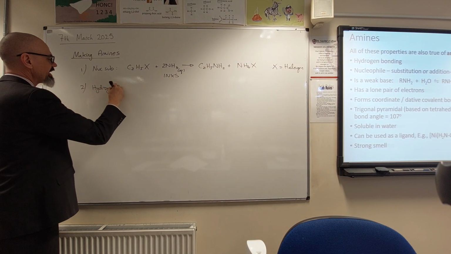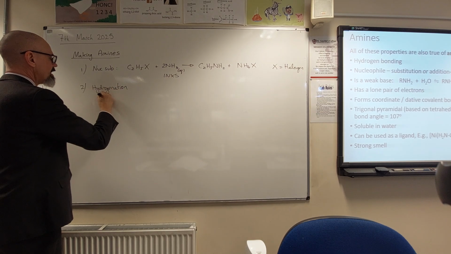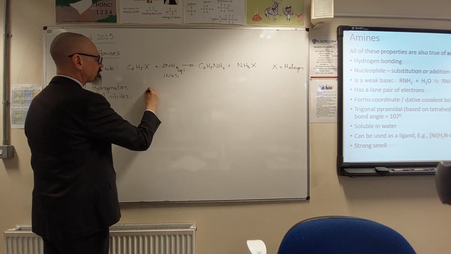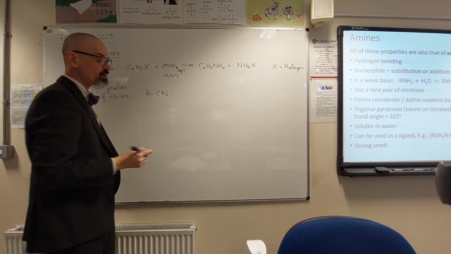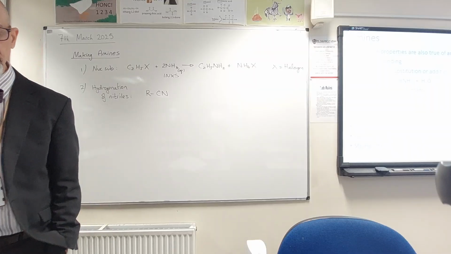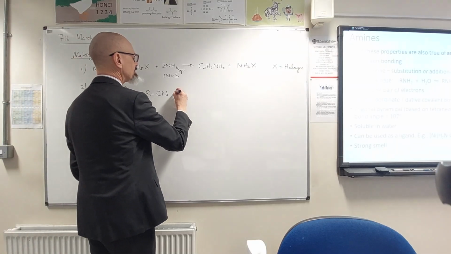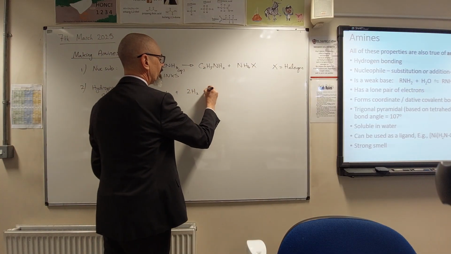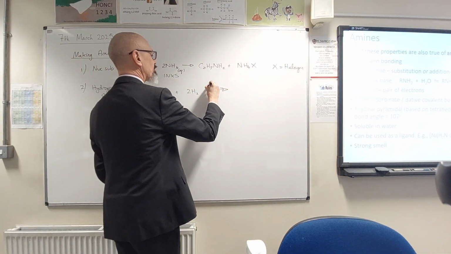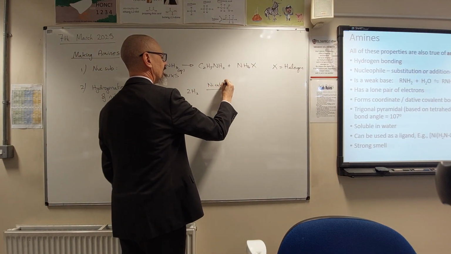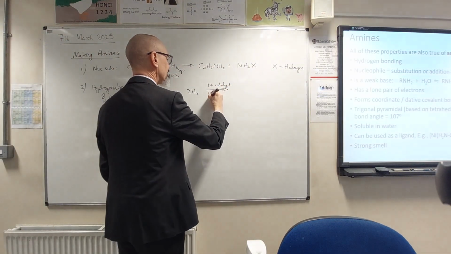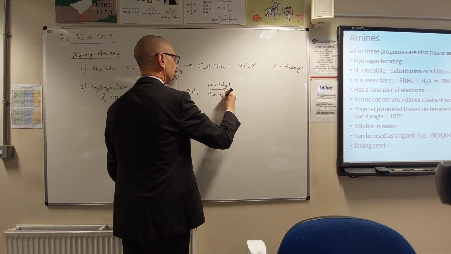The other way we can make amines is where we have the hydrogenation of a nitrile. A nitrile, remember, is a CN group made from cyanide, and we hydrogenate those with hydrogen in the presence of a nickel catalyst. It says high temperature there. I thought it was about 60 degrees. Okay, it must be a different one. High temperature and pressure.